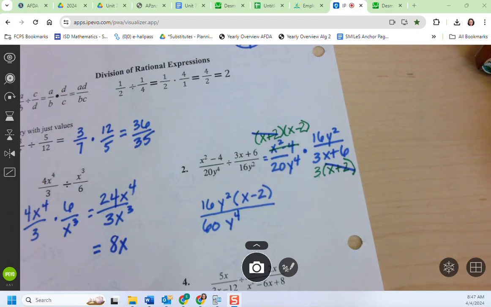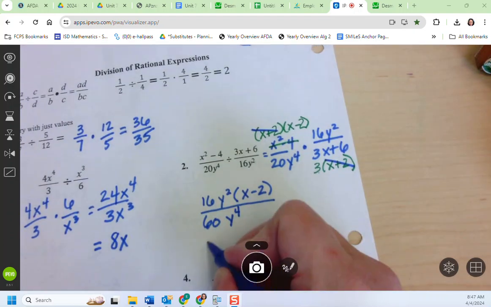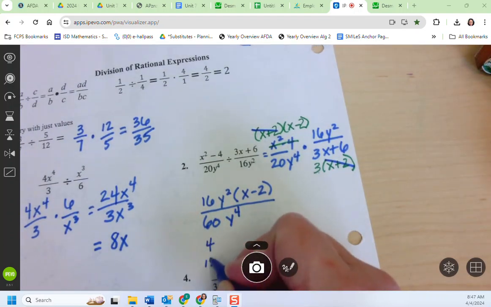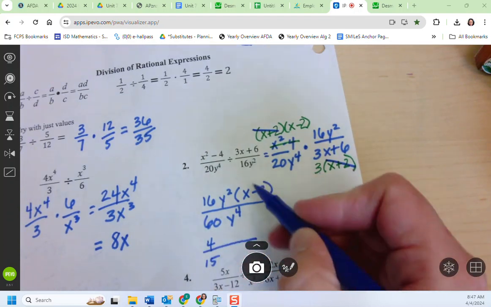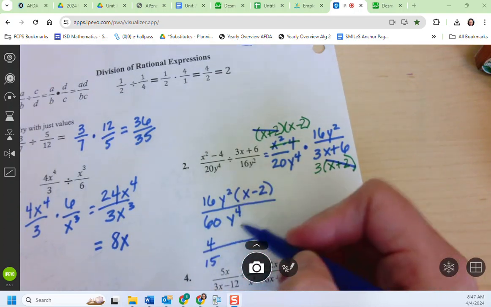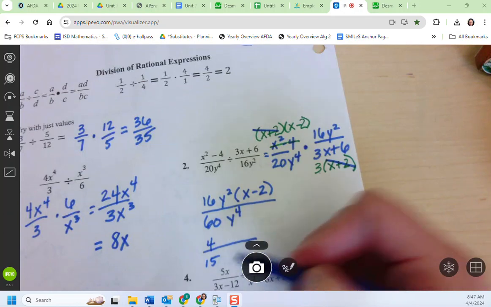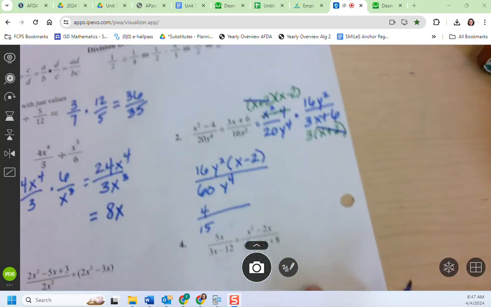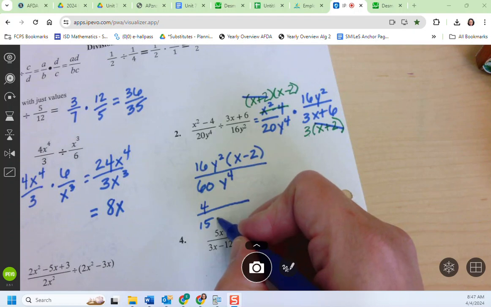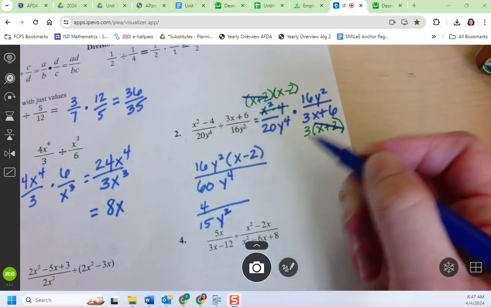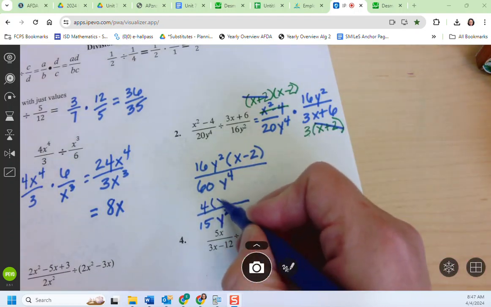Okay, 16 over 60. What's that going to be? I think they both divide by 4, right? So 16 divided by 4, 60 divided by 4. What fraction do you get? 4 over 15. Nice. All right, y to the 4 and y to the 2. It's going to give me y to the 2, but does it go on the top or the bottom? The bottom, right, because you have more y's on the bottom. So it's going to be y to the 2 on the bottom, and then this x minus 2 here.